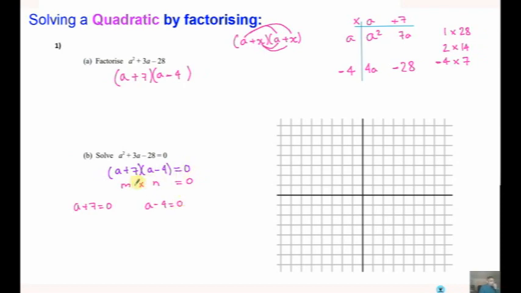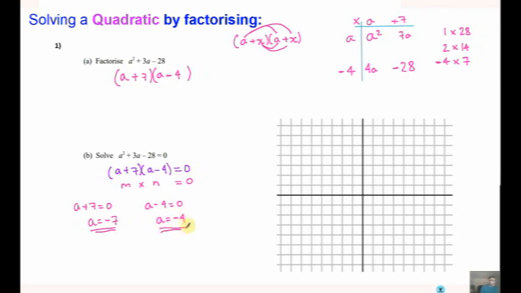Thinking about it, if two numbers multiply to give you 0, one of them has to be 0. And if you think of any numbers that you can multiply together that equal 0 where one of them is not 0, it can't be done. So that means either this one or this one equals 0. And then solving that simply, if I subtract 7 from both sides, or if I move the plus 7 over, that becomes A is minus 7. And if I do the same thing here, A is minus 4.